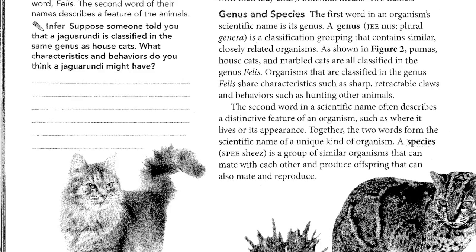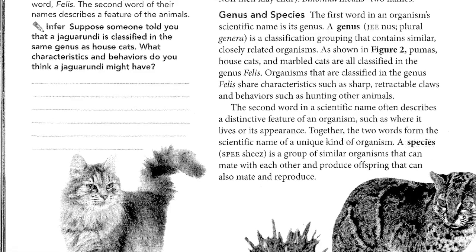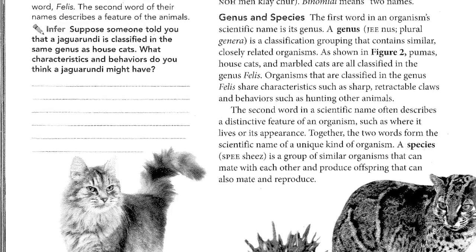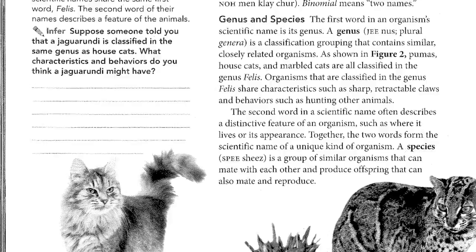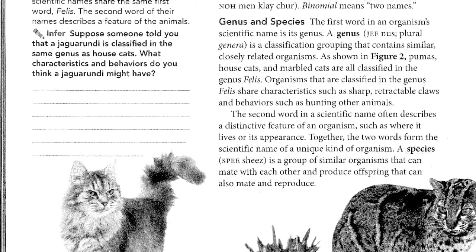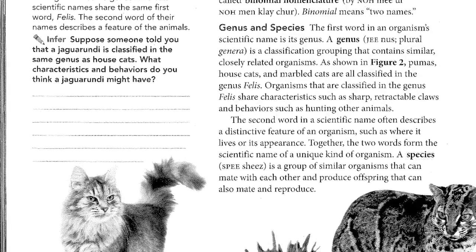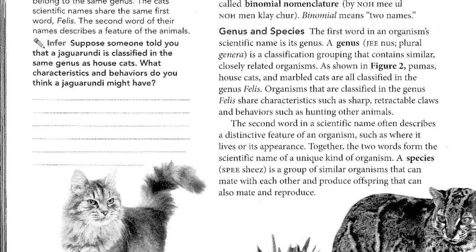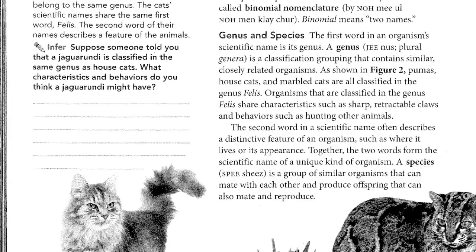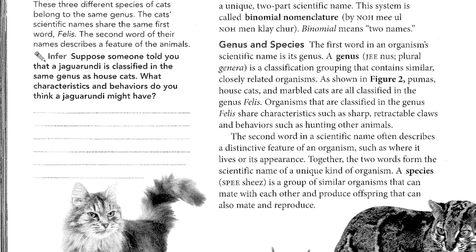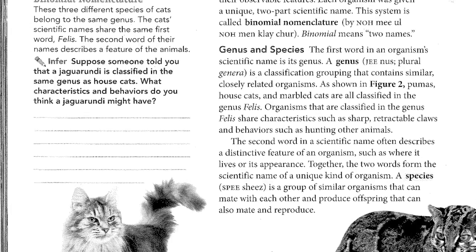The naming system of Linnaeus. Taxonomy also involves naming organisms. In the 1730s, the Swedish botanist Carolus Linnaeus devised a system of naming organisms that is still used today. Linnaeus placed organisms in groups based on their observable features. Each organism was given a unique two-part scientific name.